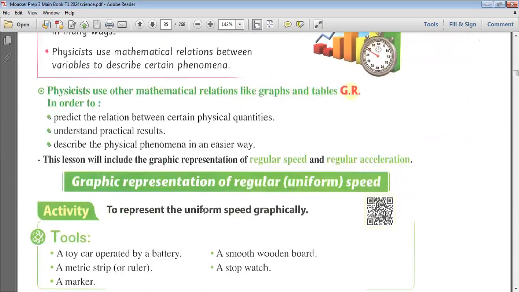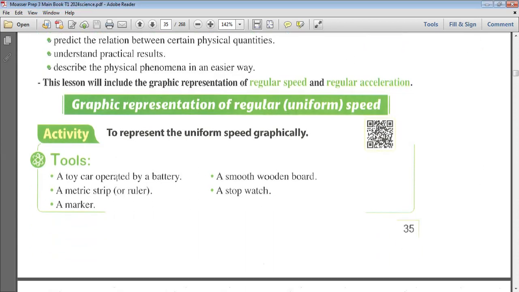The physicists or scientists use mathematical relations like graphs and tables. Number one, to predict the relation between certain physical quantities like distance to time. Number two, to understand practical results, like when we do an activity.